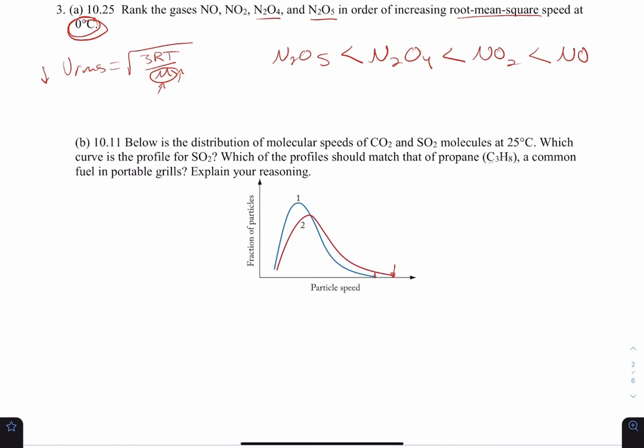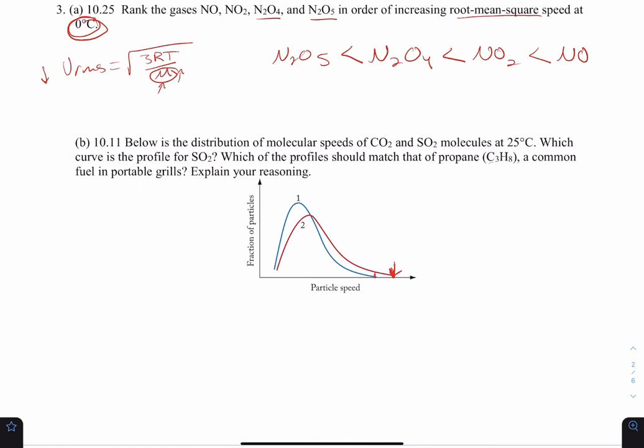Well, they also have higher distributions of speeds. So I would expect the lighter gas to be this red line because it has gas particles that reach up to these higher speeds, right? You can also look at the root mean square speed as a variable, like a statistical variable on the distribution.